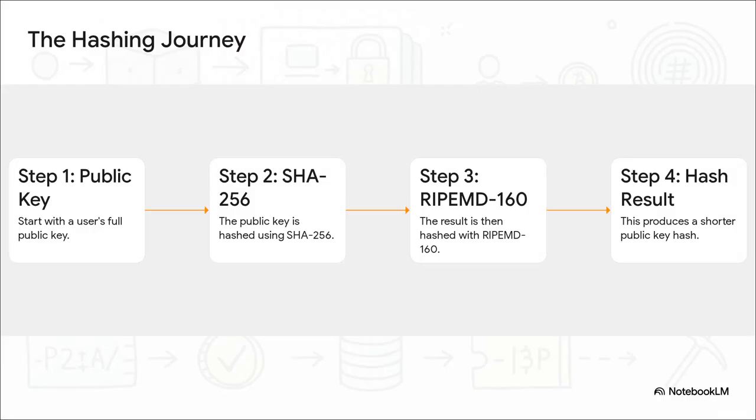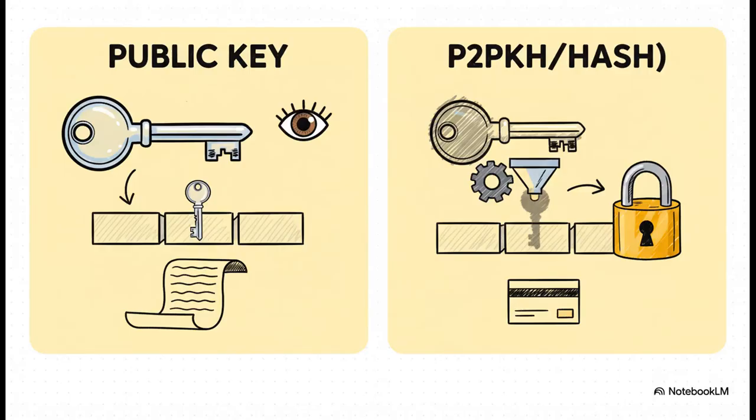So this journey has 2 main steps. First, you start with the full public key. That key gets put through the SHA-256 hashing algorithm. But we're not done. That result gets hashed again, this time using something called RIPEMD-160. And what comes out the other side is a much shorter, way more manageable string of data that we call the public key hash.